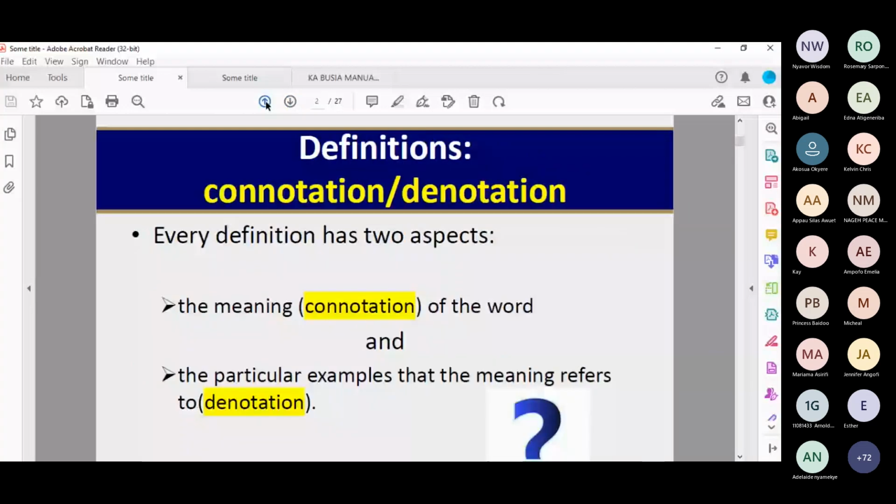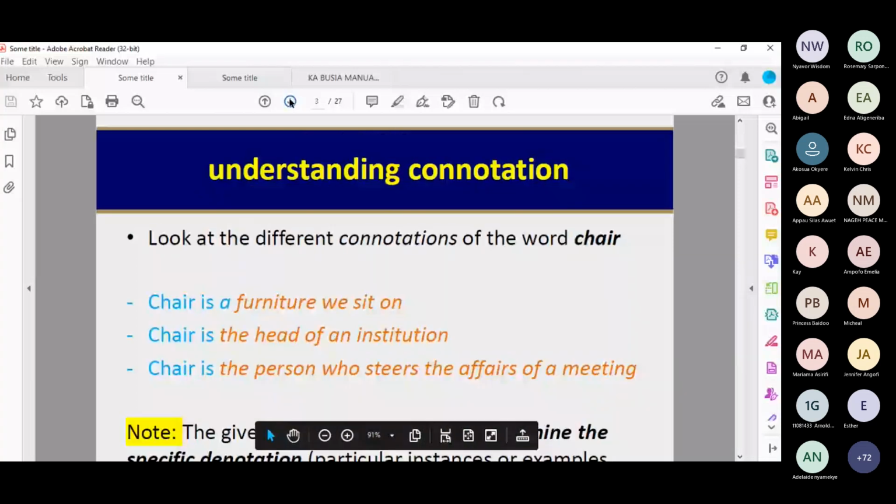That is definitions on your screen, the connotation and the denotation. So you see that there, every word connotes something and denotes something. What a word connotes may be several things, like what we see on our screen. So a chair may connote furniture we sit on. It may also connote the head of an institution. That simply means a chair may mean all these. So if you see that, then you know connotation.